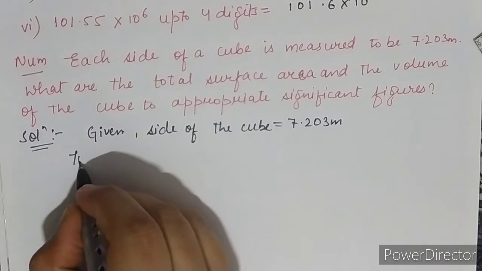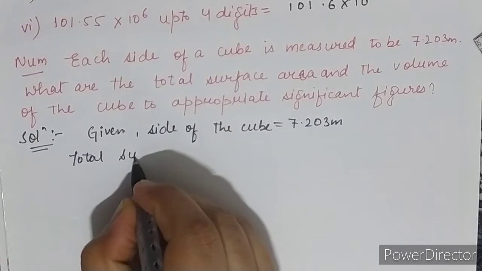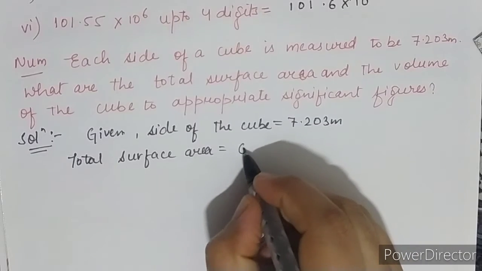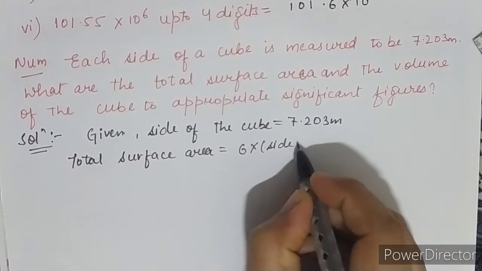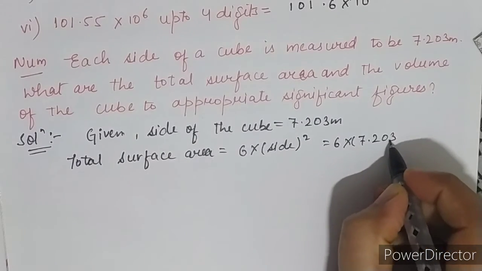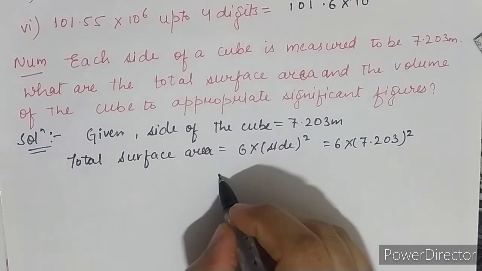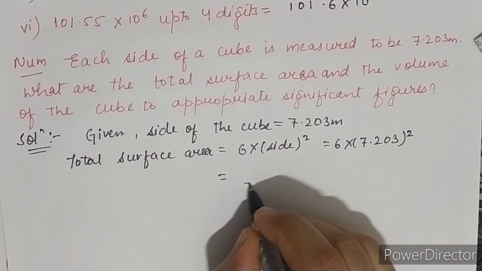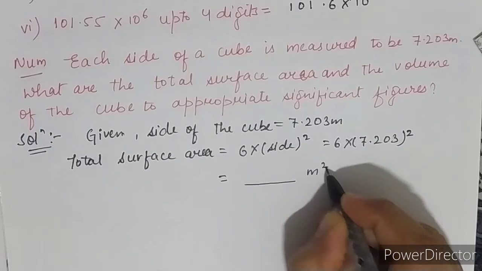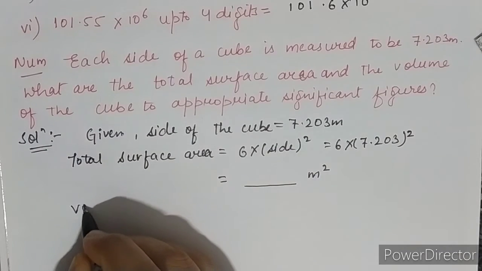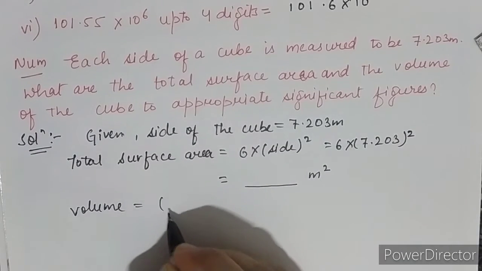Now you know that the total surface area of the cube is 6 into side squared. The formula is this only, so I am putting in the value: 6 into 7.203 squared. You have to find the answer and round it off up to 4 digits, and the answer will be in meter squared. Next you have to find the volume, and you know the formula for the volume is side cubed.